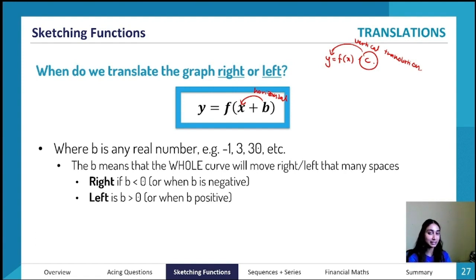C is pretty easy. If C is positive, then we're moving up C places, right? In this case, if B is negative, then we're moving to the right by B places. And if B is positive, then we're moving to the left B places. Okay, so right is negative, left is positive.